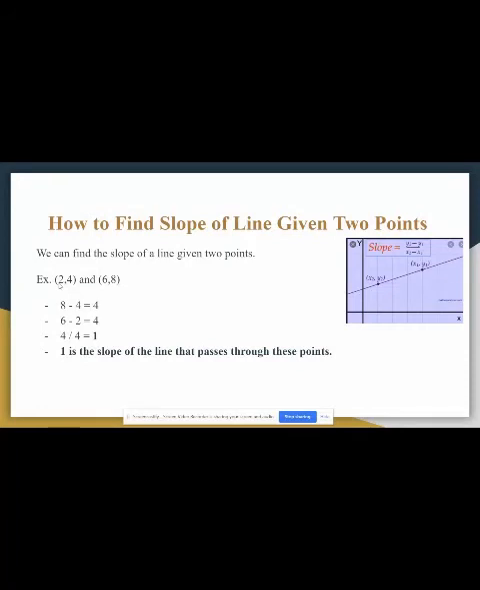Here's an example with 2 points. 2, 4, and 6, 8. Let's take the change in the y values of these points. 8 minus 4 is equal to 4. Now let's take the change in the x values of these points. 6 minus 2 equals 4. Now let's divide them. 4 divided by 4 is equal to 1. 1 is the slope of this line that passes through these 2 points. So it's not that hard. Just remember this formula.